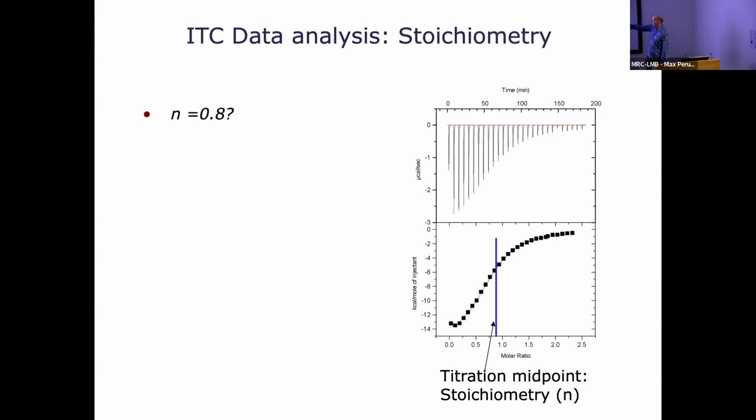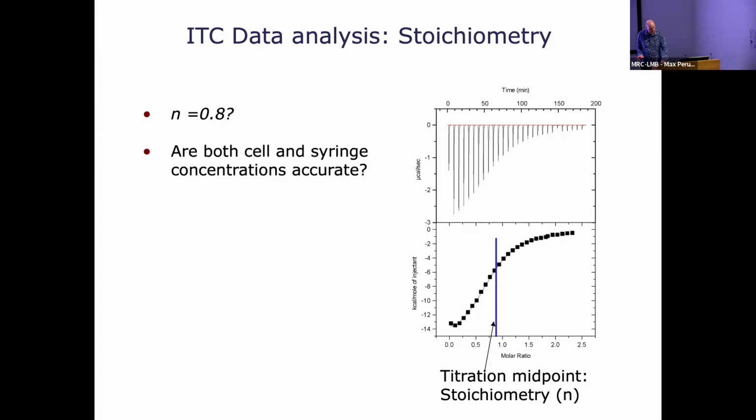Okay, well, what happens if you get a stoichiometry of 0.8? What does that mean? I mean, is 0.8 of my protein binding onto 0.8 of the other protein? It doesn't make much sense. One thing could be that your concentrations aren't quite accurate. Another thing could be that what you're showing is how much active material you've got. So maybe 20% of your material isn't actually active.